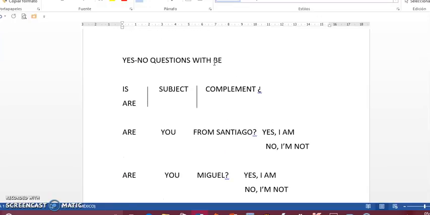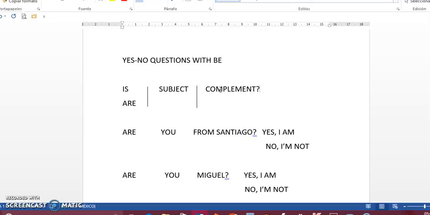To ask a yes-no question with the verb to be, we are going to start the question with is or are. The second, we are going to use the subject pronoun or the noun, and then the complement. The complement is the rest of the question. This is the structure that you have to follow. Remember, we are going to use is for he, she, it, and we are going to use are for you, we, and they.